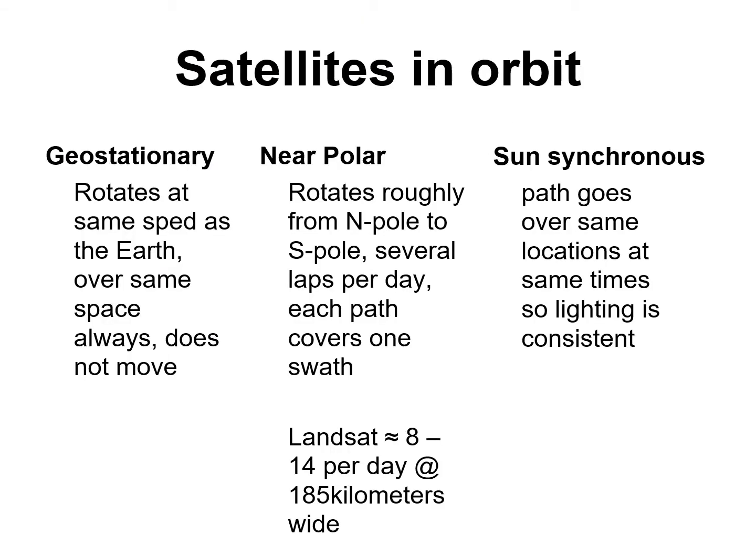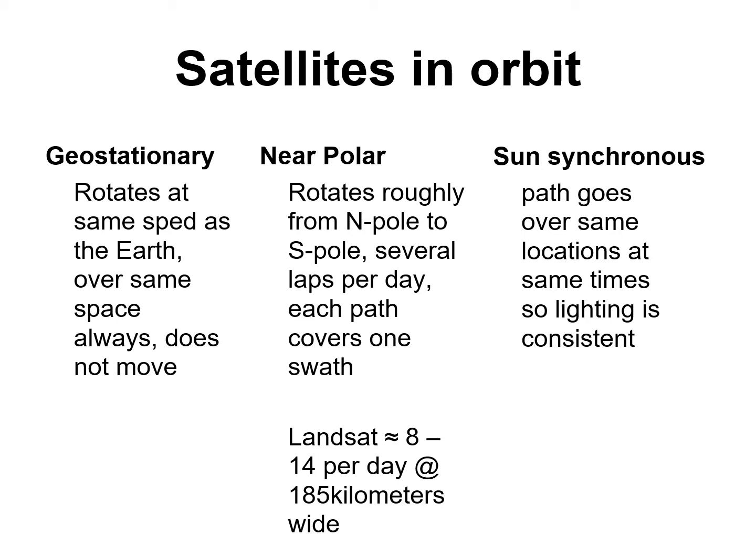So let's talk about the satellites in orbit. Some satellites are geostationary, and what that means is it rotates at the same speed as the Earth over the same space, and it basically doesn't move. It just sits there and looks straight down over a certain area.